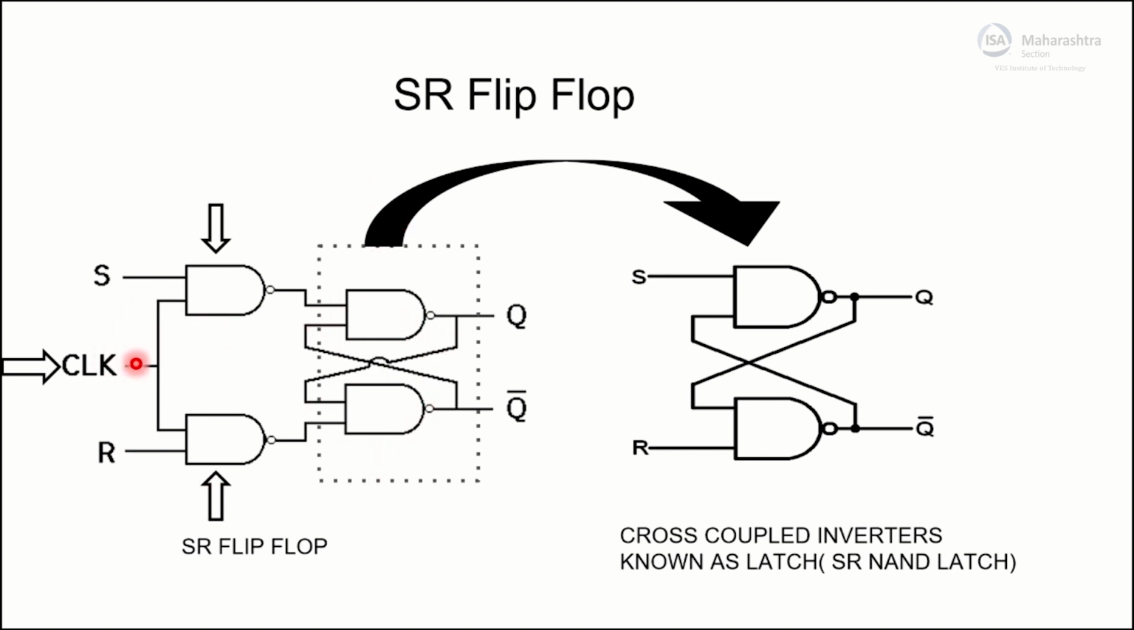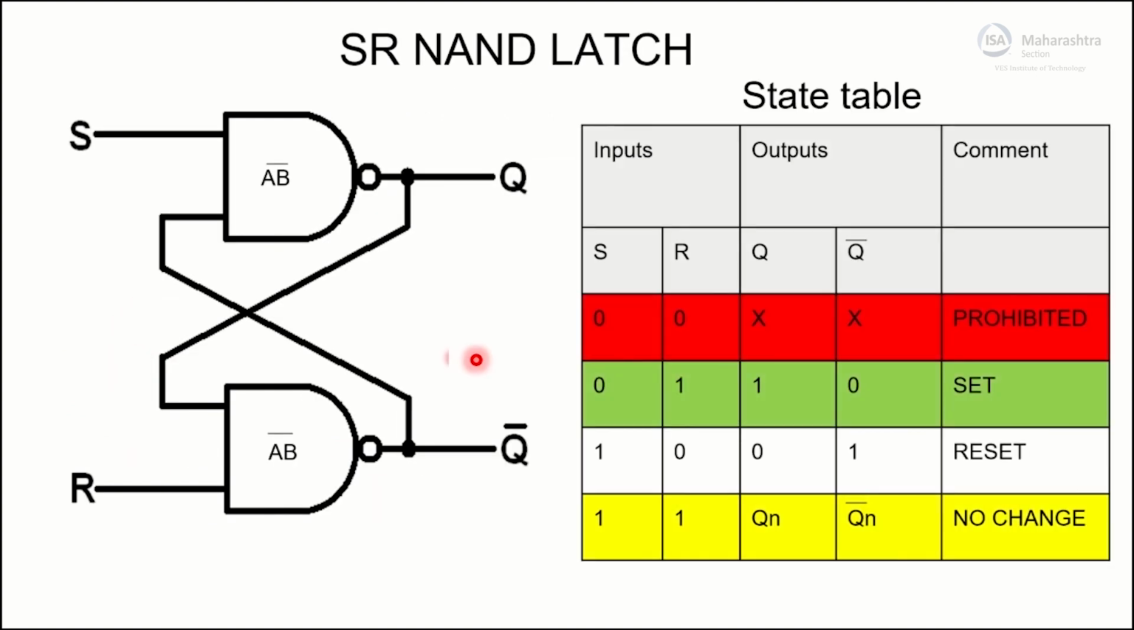Let's take a look at the state table of the SR latch. Remember, in combinational logic we have a truth table, but in sequential logic we refer to the truth table as a state table because we observe the state of the output. In the state table, inputs consist of S and R, and outputs have Q and Q bar. At S equal to 0, R equal to 0, we never use this condition as Q and Q bar try to become 1 at the same time, and it's an invalid condition.